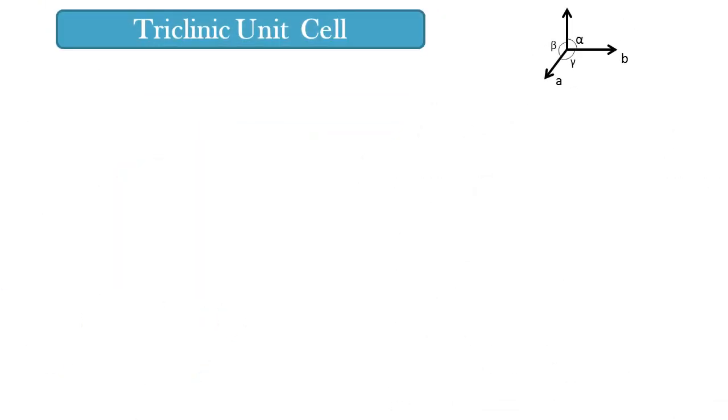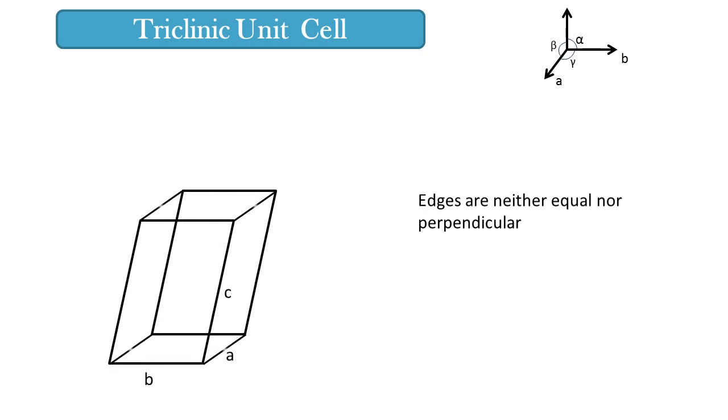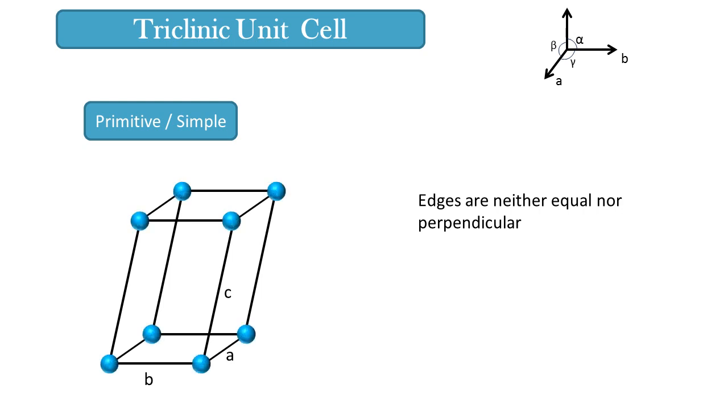Now there are only two systems remaining to discuss. If the length of the edges and the angle between them both are different, that is, each axis has a different length and is inclined at a different angle, then such a system is called a triclinic system. Like the rhombohedral system, this system also consists of only one kind of unit cell, which is primitive or simple unit cell. So mathematically we can say the lengths A, B, C are not equal, A is not equal to B, not equal to C, and the angles alpha, beta, gamma are not equal, and none of them is 90 degrees.